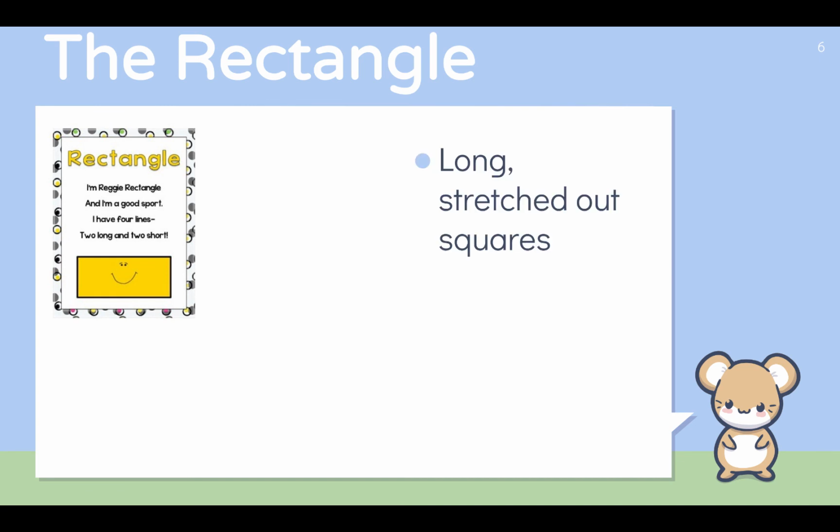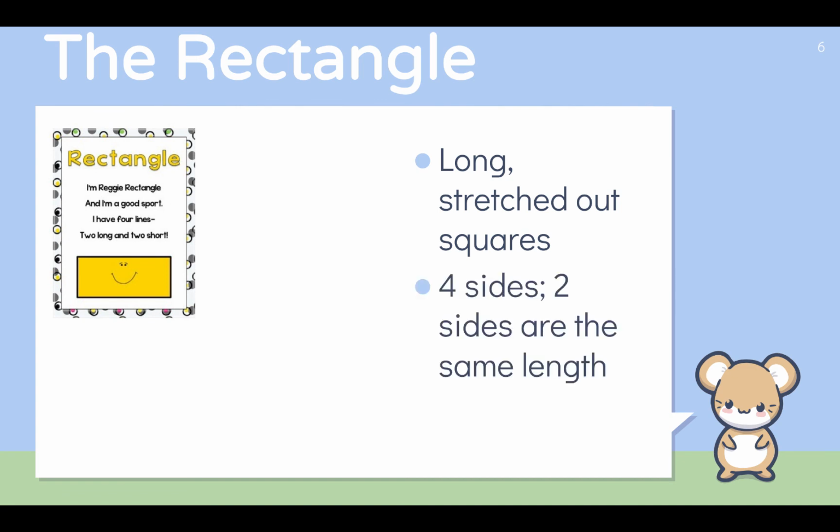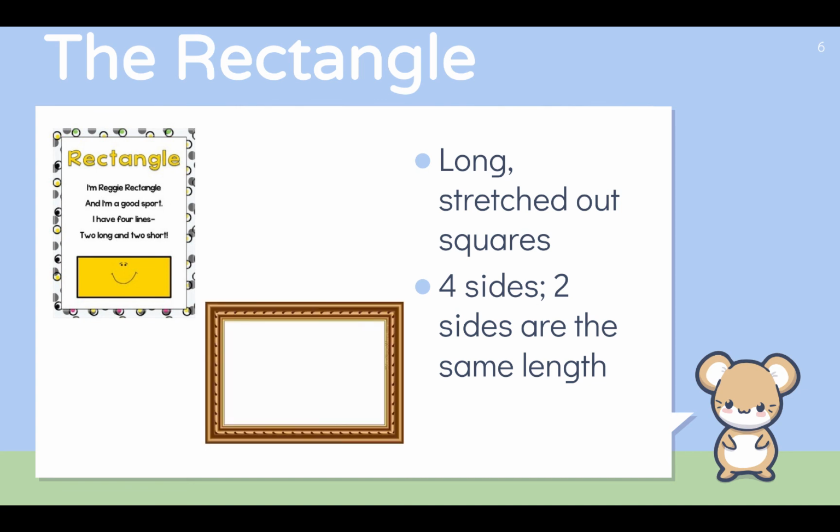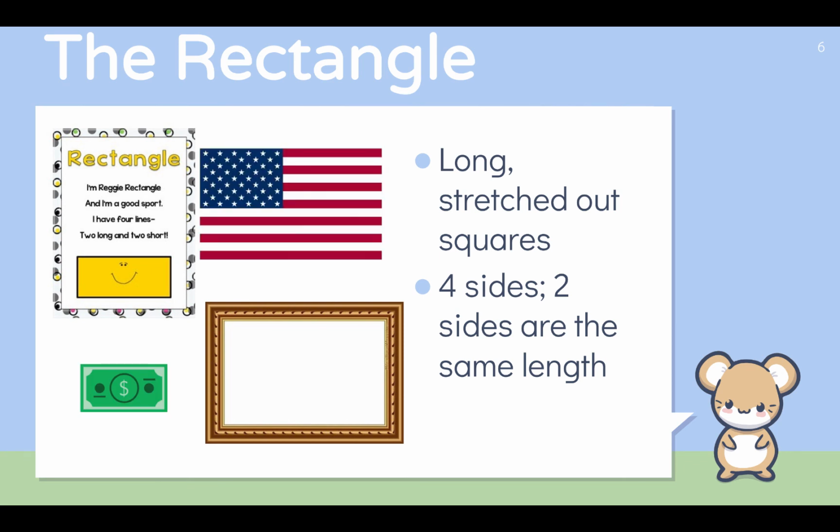It is important to remember that although the rectangle may have 4 sides just like the square, they are both very different. Keep in mind that a rectangle has 2 sides that are of the same length. This is very different than the square, which has all equal sides. Some examples of rectangles are picture frames, money, and flags.